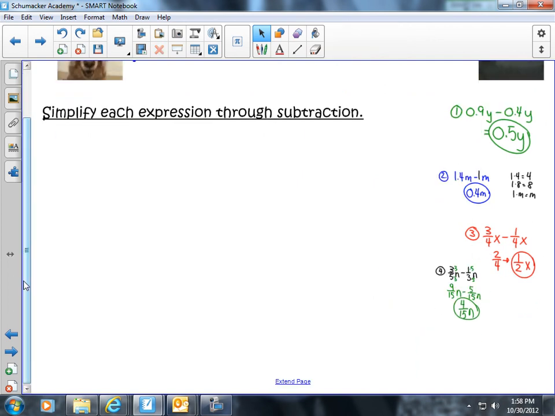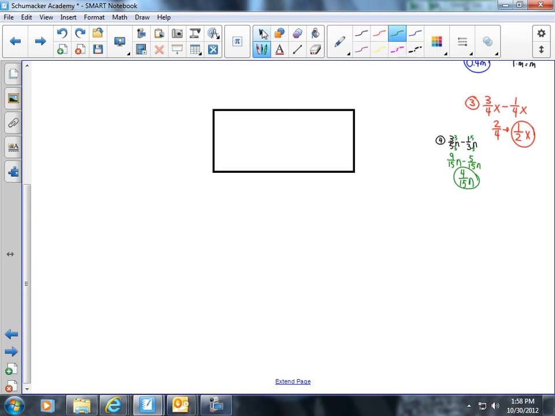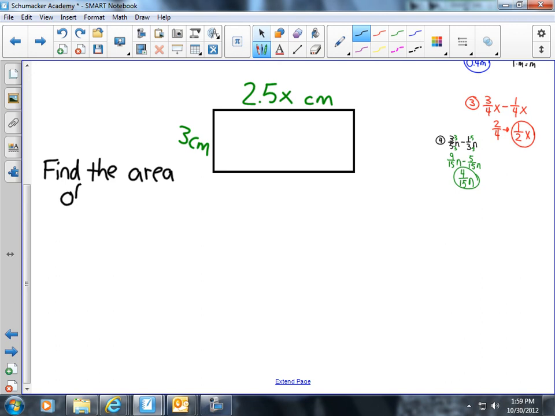At this time, I'm going to shift this up a little bit. Let's go ahead and give ourselves a rectangle. The measurements for this rectangle are 3 centimeters and 2.5x centimeters. And the directions are simply to find the area of the rectangle.